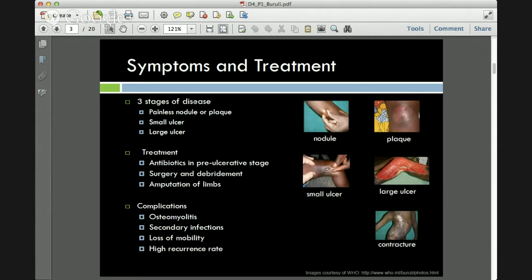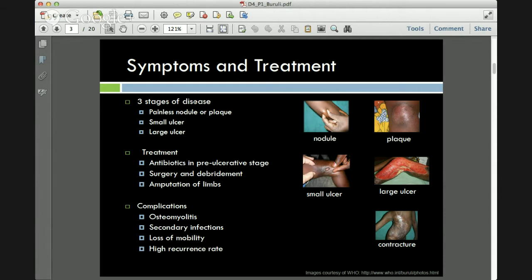There's 3 different stages of the disease. It starts off usually with a painless nodule or plaque, and then it follows by a small ulcer. And then if it's left untreated, then it can turn into a large ulcer. Treatments include, in early stages, antibiotics, which have been effective as long as an ulcer is not present. But usually patients need to have surgery, and the surgery is often invasive, and a lot of healthy tissue has to be removed around the ulcerated area. In severe cases, there's amputation of limbs.